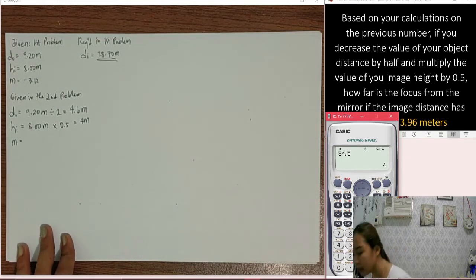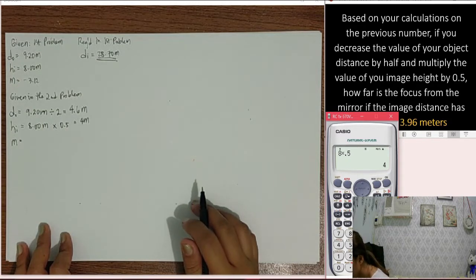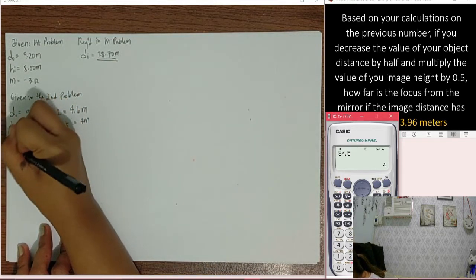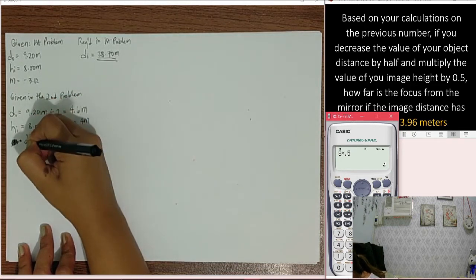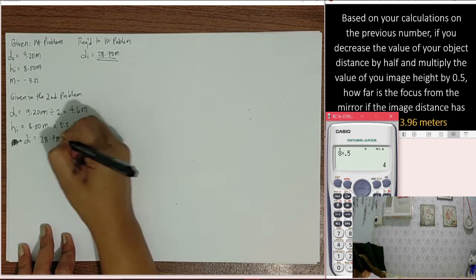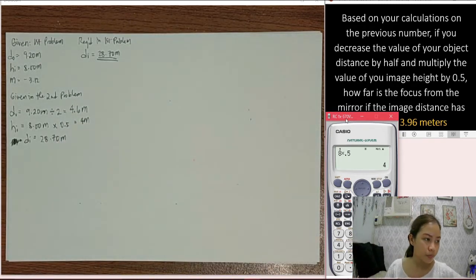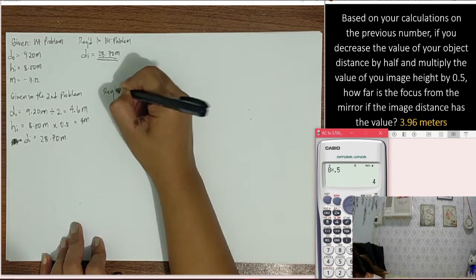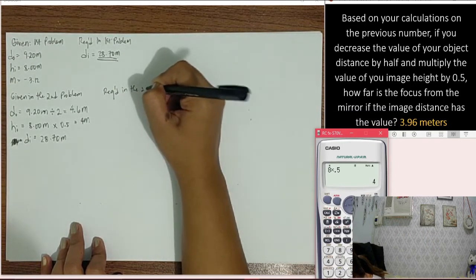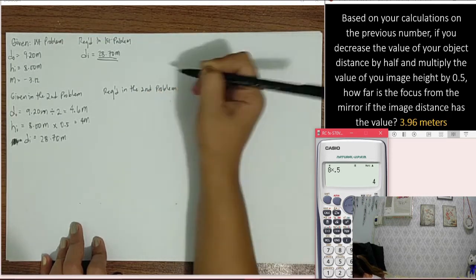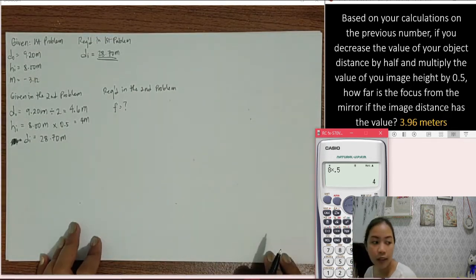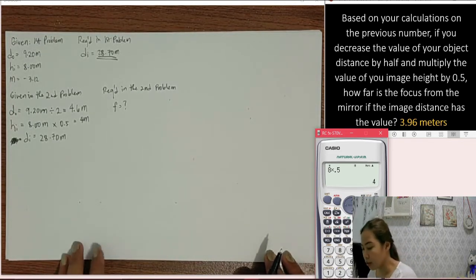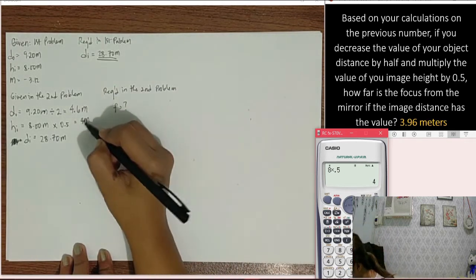It was never mentioned to change it. So, what we are using from the given is the D sub I value, which is 28.70. So, here it is. The required value in the second problem is the focal length, since the question asks how far is the focus from the mirror. So, it means focal length. We will now substitute our values.